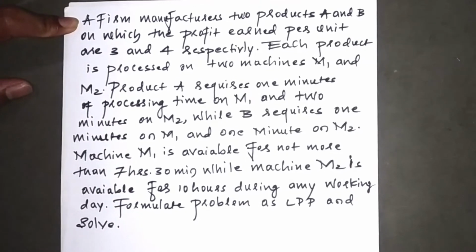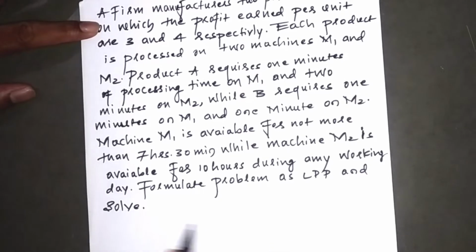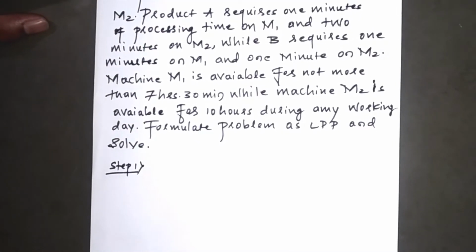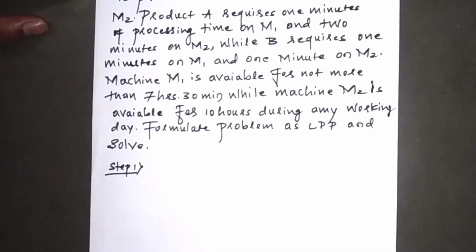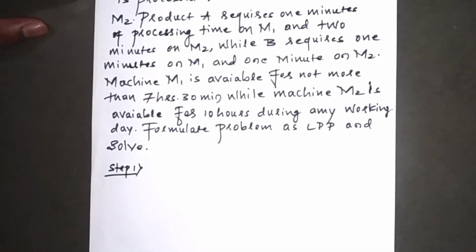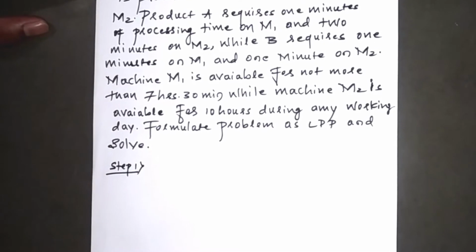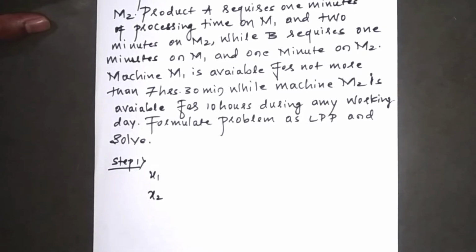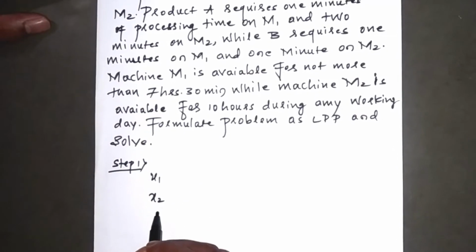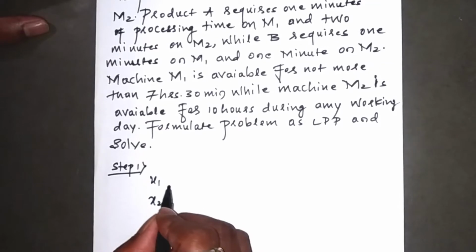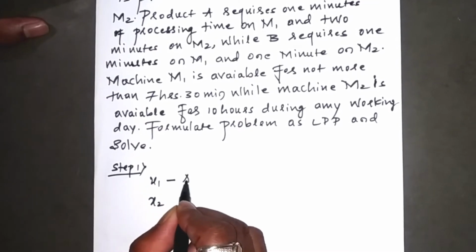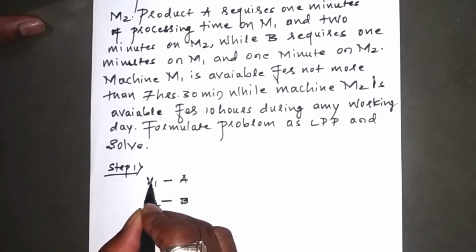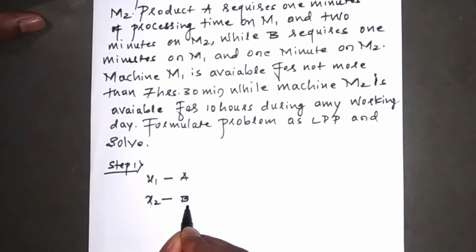So let us start with the basics first. The first step is we have to decide how many variables we have. After reading this problem, I come across that there are two products, A and B. So my variables will be X1 and X2. You have to decide the variables based on the number of products. So I'll call X1 for product A and X2 for product B, meaning I'm going to produce X1 number of product A and X2 number of product B.